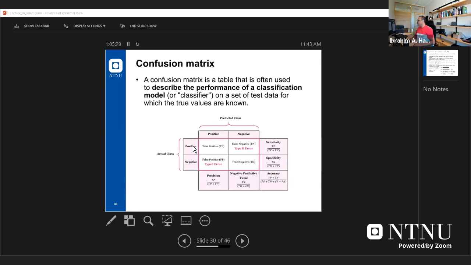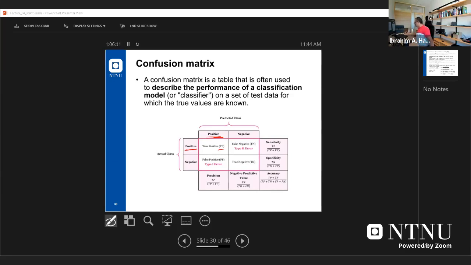So we have some positive class which has been classified as positive. If it is positive and classified as positive, we call it true positive. So someone has a disease, and the model was able to predict that he has a disease. So he is true positive. Or someone who should get a loan from the bank, and the model said yes, he should get the loan. So we call it true positive.